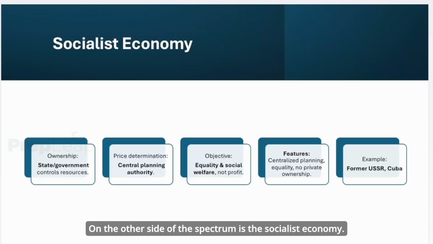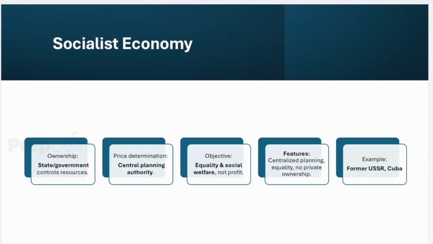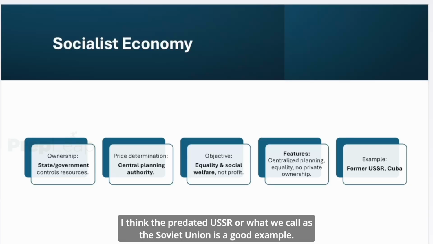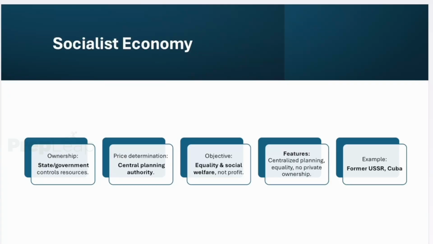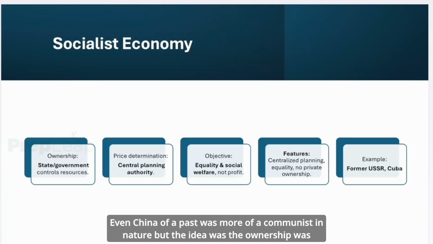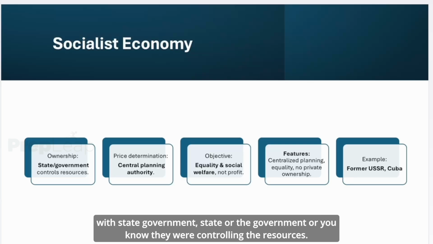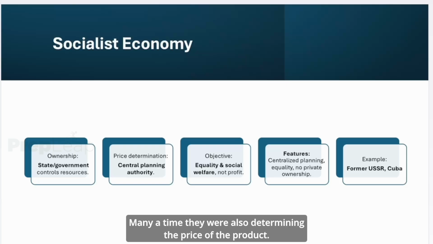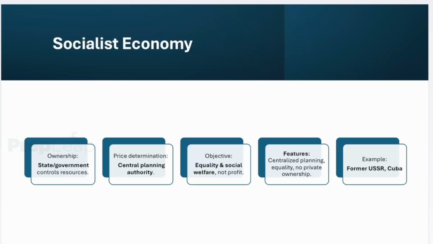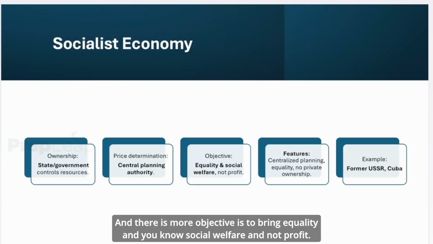Whereas on the other side of the spectrum is a socialist economy. What kind of an economy is a socialist economy? I think the erstwhile USSR, or what we call the Soviet Union, is a good example. Even China of the past was more communist in nature. The idea was that the ownership was with the state or the government, and they were controlling the resources. Many a time they were also determining the price of the product. So a central planning authority was there. Then the objective is to bring equality and social welfare, and not profit.